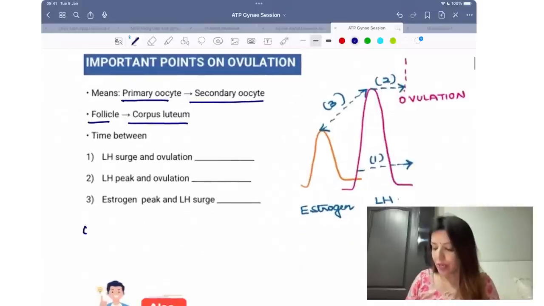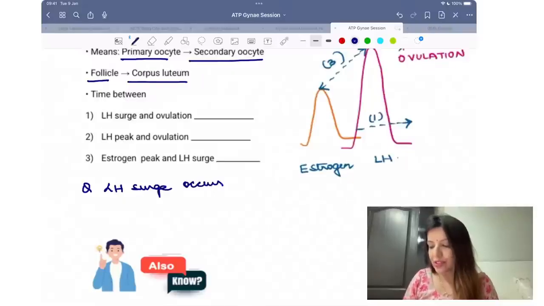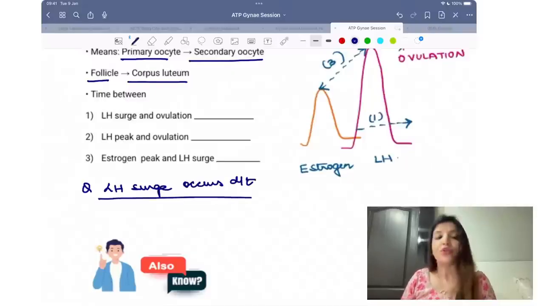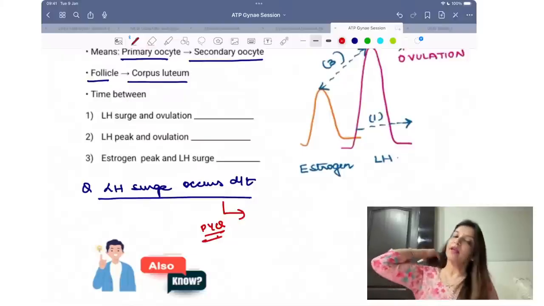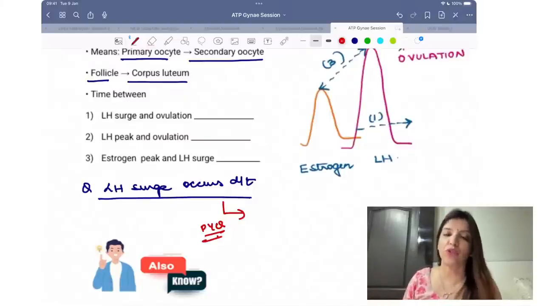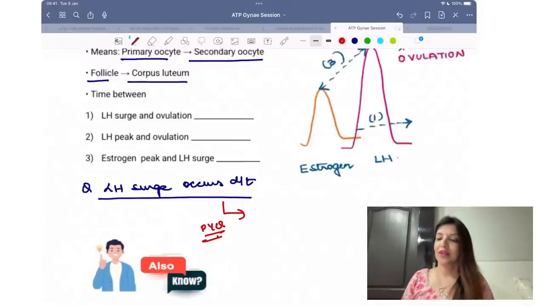Now, the question which they ask you is, LH surge occurs due to what hormone? Which hormone is responsible for the LH surge? This is your PYQ. Who's going to answer that? Quickly tell me. LH surge occurs because of which hormone? Your PYQ.